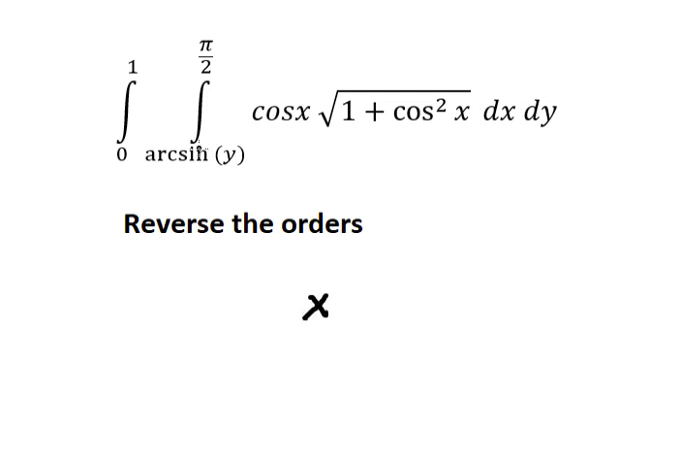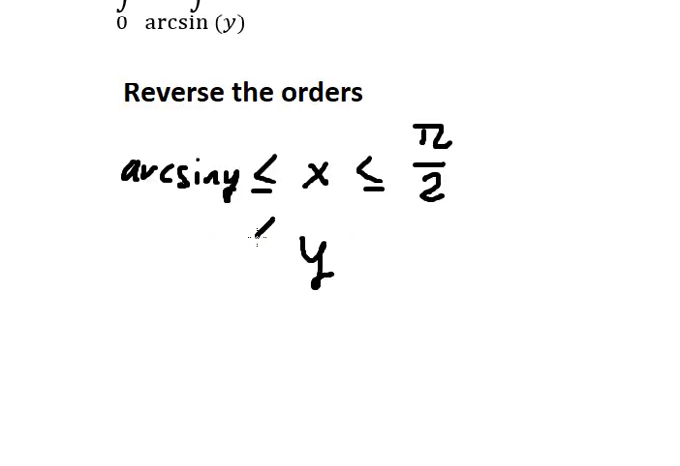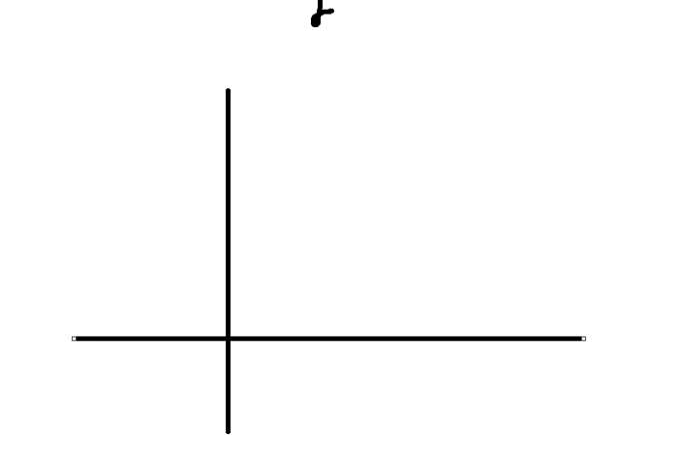About x, that is greater than or equal to arcsin of y and smaller than or equal to π over 2. About dy, y is greater than or equal to 0 and smaller than or equal to 1. So we need to graph about this one. So the graph should be like this.